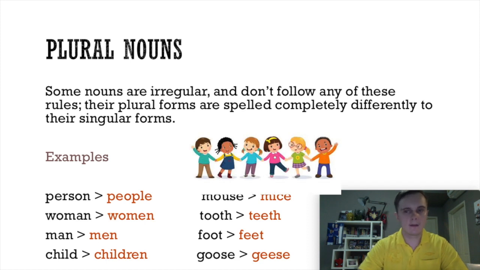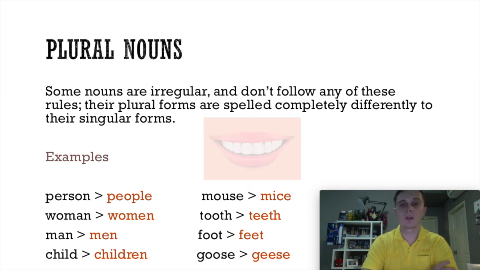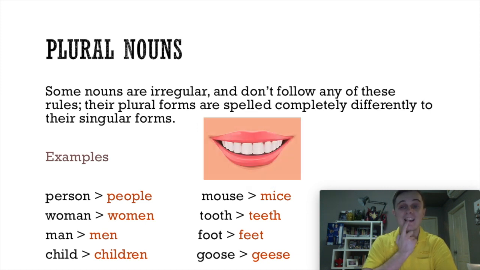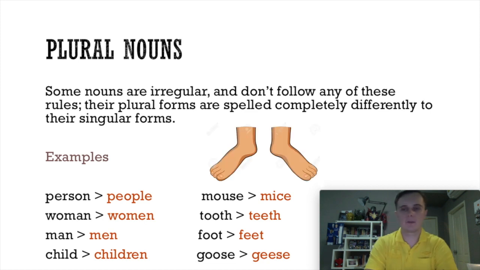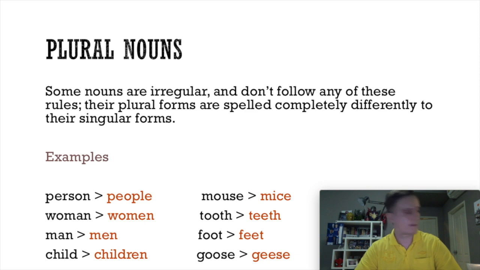You are a child. In your class, there is more than one child, there are children. Mouse, plural of mouse is mice, not mouses. Tooth, this is one tooth. These are my teeth. Teeth. Foot, you have like one foot on your left leg and one foot on your right leg. Together you have 2 feet, not 2 foots. Goose, if you know, a goose is a bird. If there's more than one goose, there are geese.